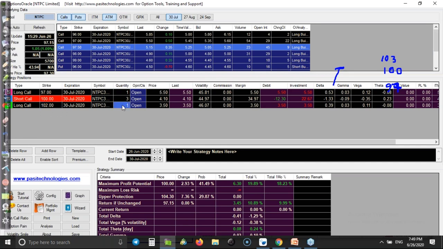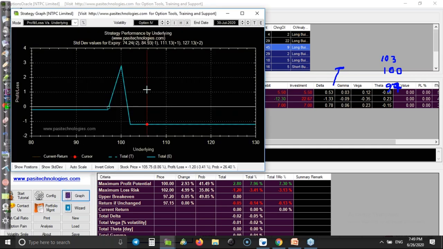And now here you can see two buy. Does that make sense? One call long and another two call, three call long, three call buy and three call short. There are total 6. All right, now you can see total 6 legs. Now it should look like that. Now let's check it. The graph looks like that.